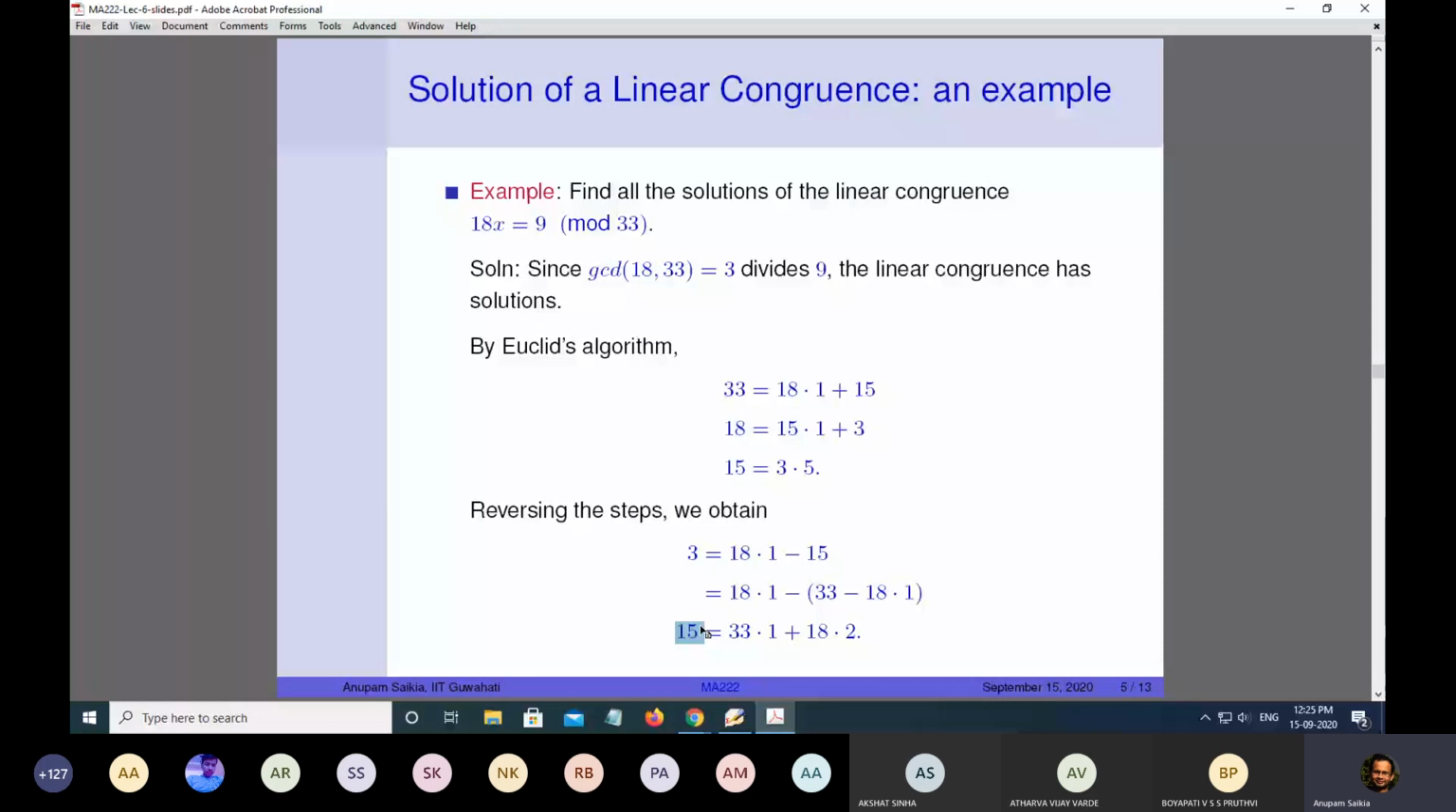Then to solve this, I'll multiply this by 3 once more. Then I'll get 9 to be 33 times minus 3 plus 18 times 6. So I'll get 6 as a solution. Okay, 6 should be a solution. So one can verify that 6 is a solution.